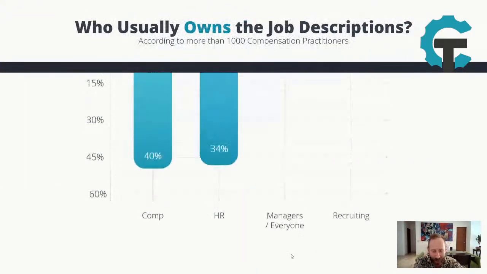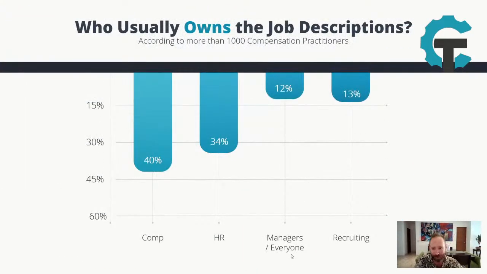So when I asked who owns the job descriptions, out of 1,000 people that participated in my survey, 40% of companies said comp, 34% said HR, 12% said managers, and everybody else, good luck to you guys. I know that's a challenging position to be in. And 13% said recruiting. I always found this a little bit interesting to find that comp typically owns the job descriptions more frequently than anybody else.